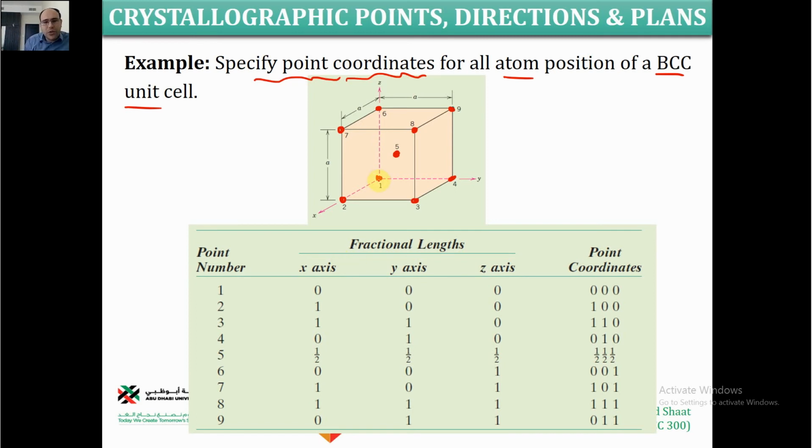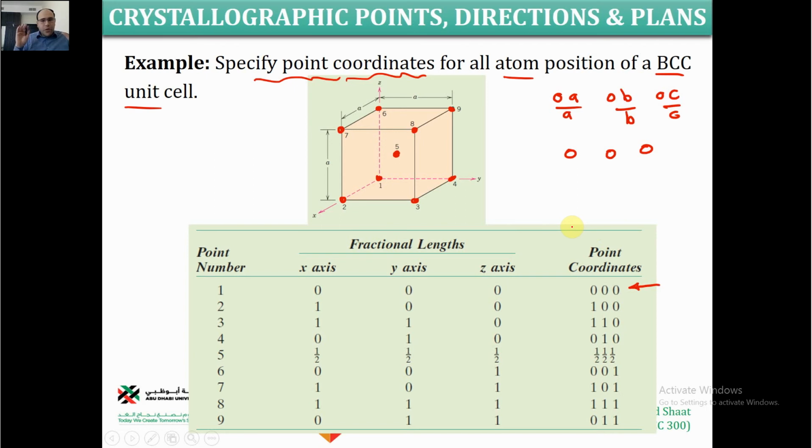So if I ask you what is the coordinate of this point 1, this should be the 0 point. So it's 0, 0, 0. You're gonna move nothing along X, Y, or Z. So it means that you're gonna move 0 of A and 0 of B and 0 of C. Then if you divide by A, by B, by C, you're gonna end up with 0, 0, 0, which gives the coordinate of the first atom.